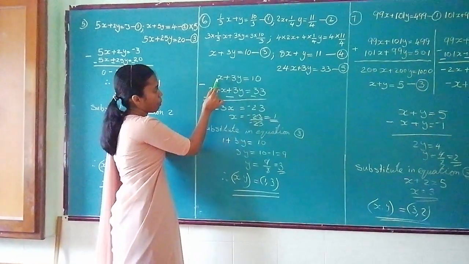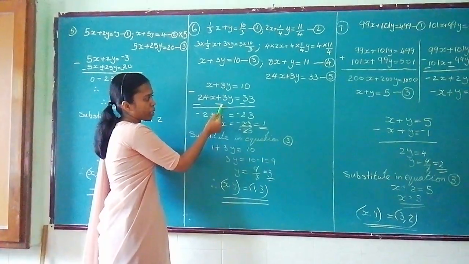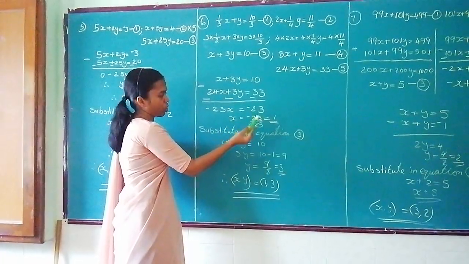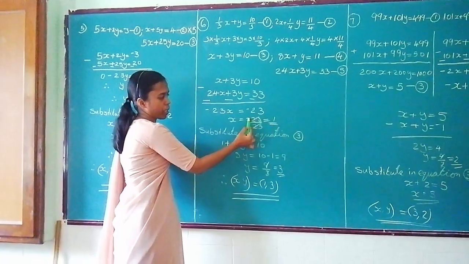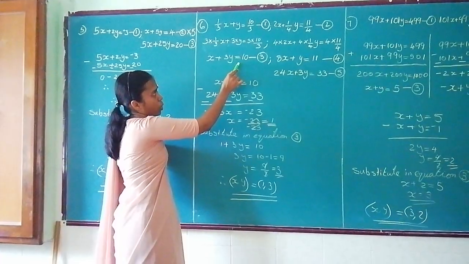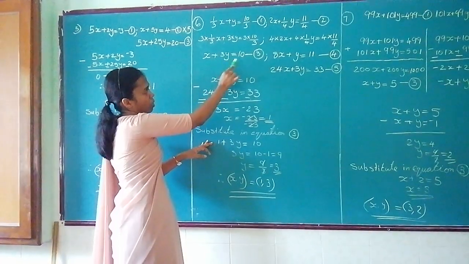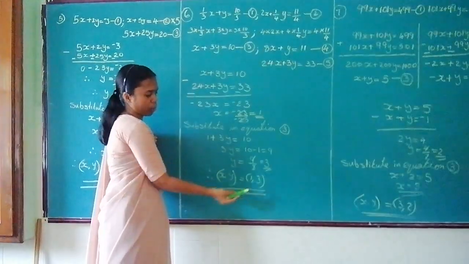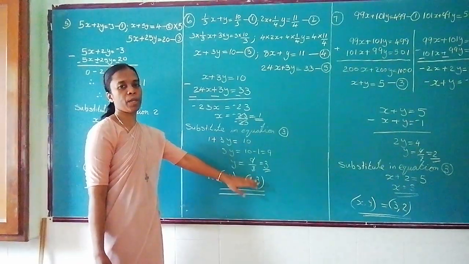When you solve it, x minus 24x is minus 23x. 3y minus 3y gets cancelled, equal to 10 minus 33, which is minus 23. Therefore, x is equal to minus 23 upon minus 23, you get minus minus, therefore it is plus 1. Substituting this in equation 3, the value of x put over here, you get 1 plus 3y is equal to 10. Therefore, 3y is equal to 10 minus 1, that is equal to 9. Therefore, y is equal to 3. Therefore, your solution is 1, 3.